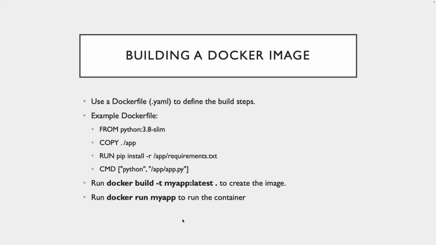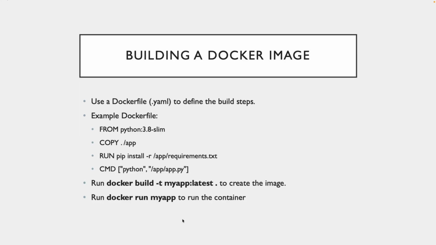So to build a Docker image, first we have to define a Dockerfile, which is normally a YAML file, to define the build steps. For example, here we have a simple Dockerfile. The FROM command sets the base image to a slim version of Python 3.8, which provides a lightweight Python environment. And the COPY command copies all the files from the current directory, which is where the Dockerfile is located, into the app directory inside the Docker image.